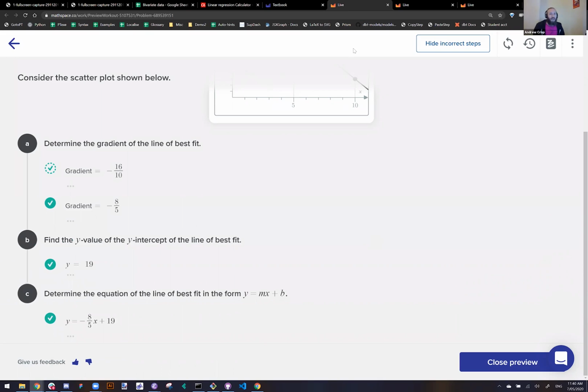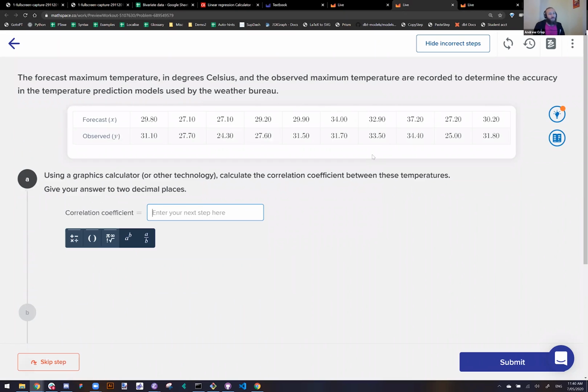Okay, let's move on to a slightly more ambitious question. The forecast maximum temperature in degrees Celsius and the observed maximum temperature are recorded to determine the accuracy in the temperature prediction models used by the Weather Bureau. Using a graphics calculator or other technology, calculate the correlation coefficient between these temperatures. Give your answer to 2 decimal places.